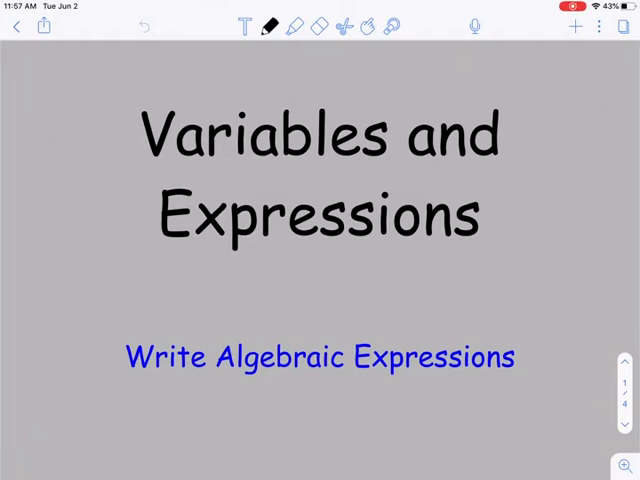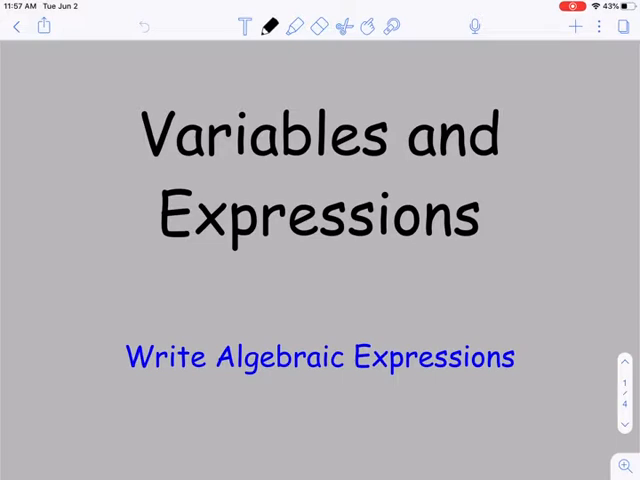Okay, now we're going to talk about writing algebraic expressions. So we're writing expressions using our algebra notation. It's going to be important to be able to decode in these words what exactly they're trying to get us to do with them.